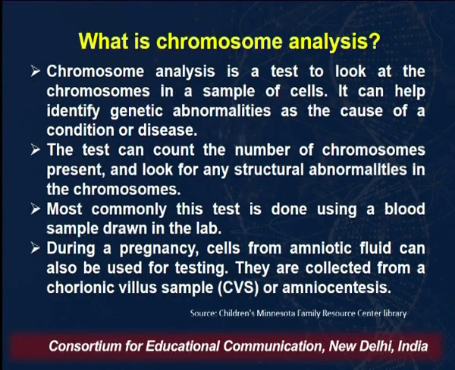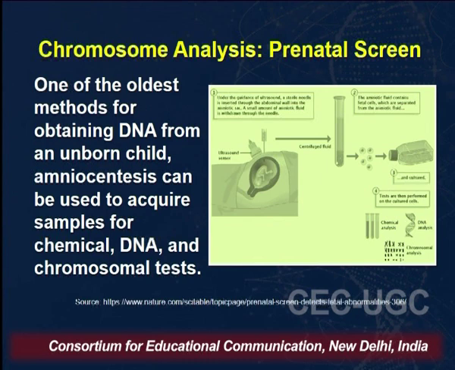Now, during pregnancy, the cells from the amniotic fluid are also used for testing. This is collected from a chorionic villus sample, which is called CVS, or by amniocentesis. Now, this process helps to check whether the newborn baby which will be delivered soon will have some kind of genetic or chromosomal abnormality or not. So, this is one of the oldest methods for obtaining the DNA of an unborn child.